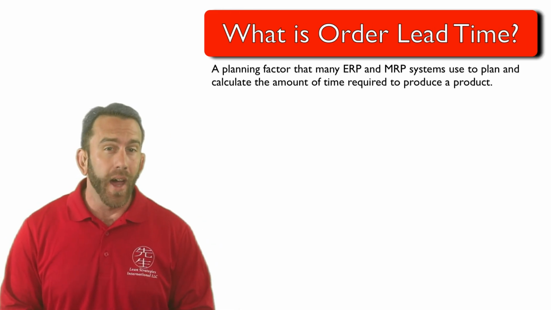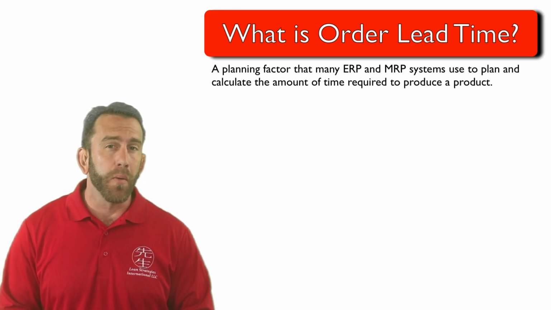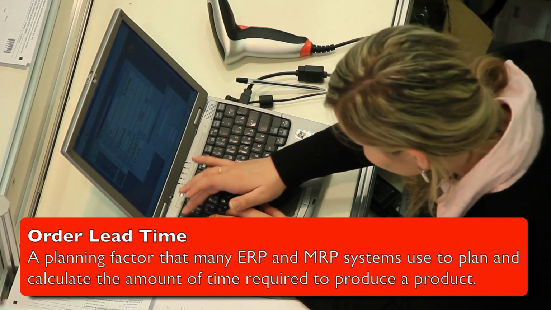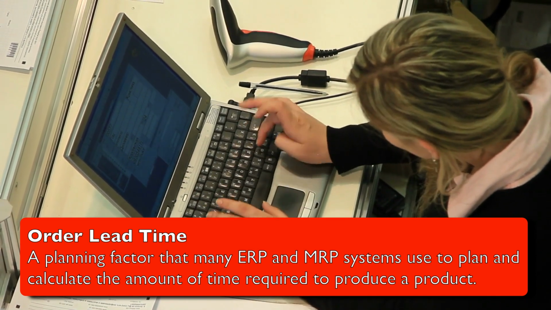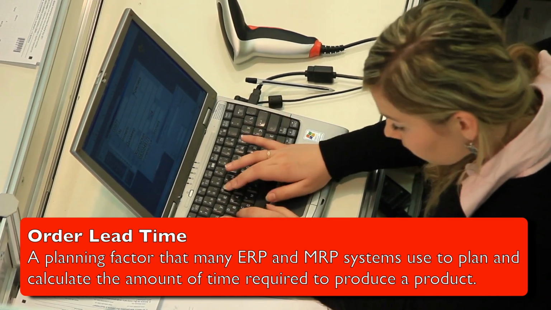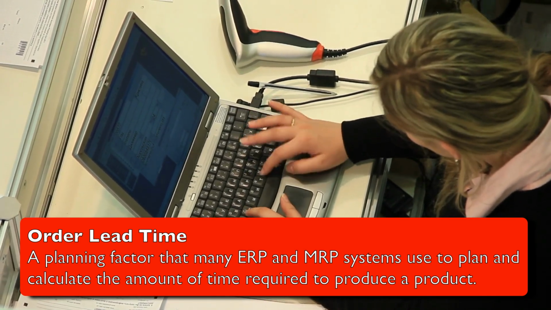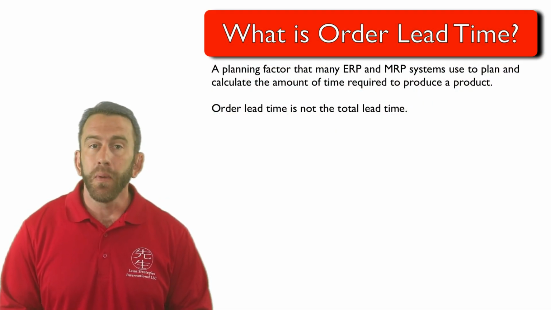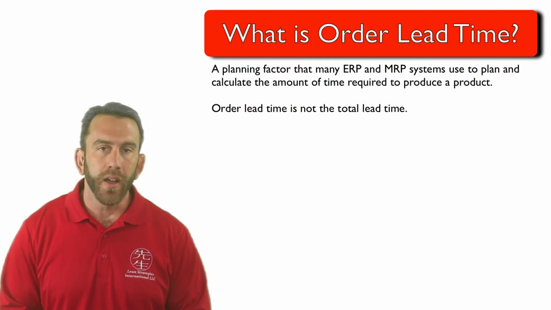In this module, we will quickly answer the question, what is an order lead time in the world of material requirements planning? Order lead time is a planning factor that many ERP and MRP systems use to plan and calculate the amount of time required to produce a product. While the order lead time is generally not the total lead time, it does take up a portion of it.